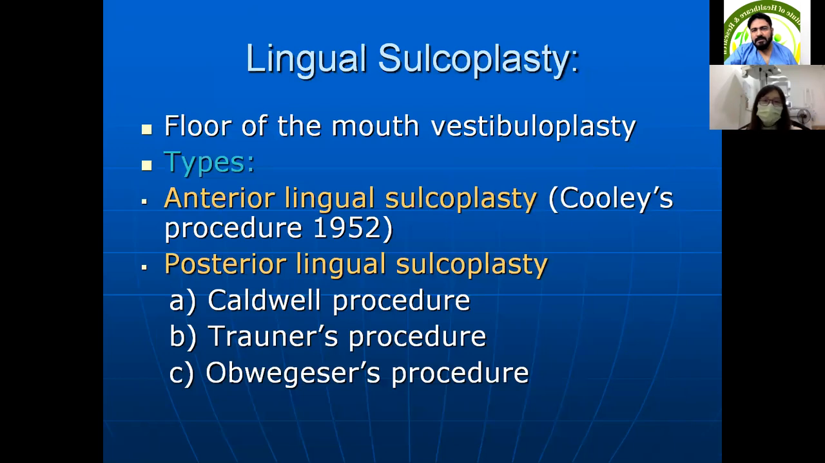In lingual sulculoplasty, floor of mouth vestibuloplasty types, this is from the lingual side. Anterior lingual sulculoplasty is known as Cooley's procedure, and posterior lingual sulculoplasty includes the Cardwell procedure, Trauner procedure, and Obwegeser's procedure. This Obwegeser had done procedures in all the fields.